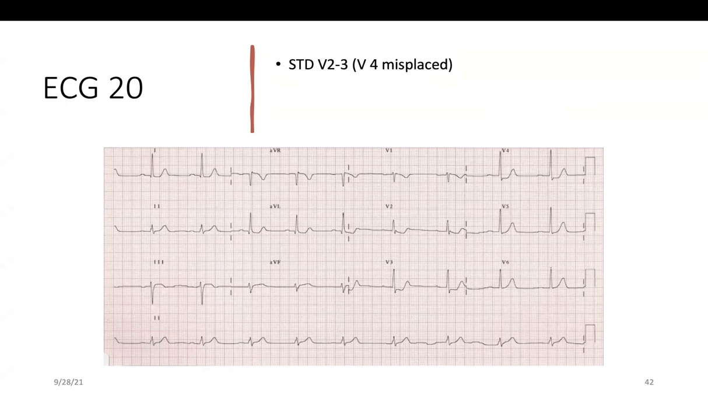ST depression. Okay, ST depression. All right, and the R? R is dominant in V2. You know, I'm showing this because this is a subtle inferior posterior MI.